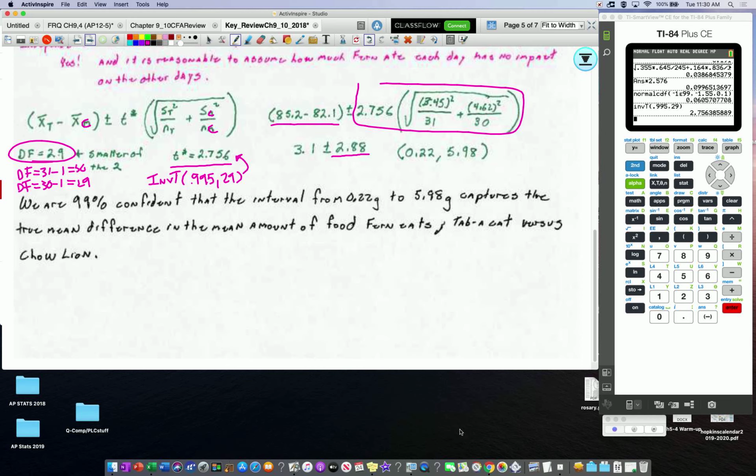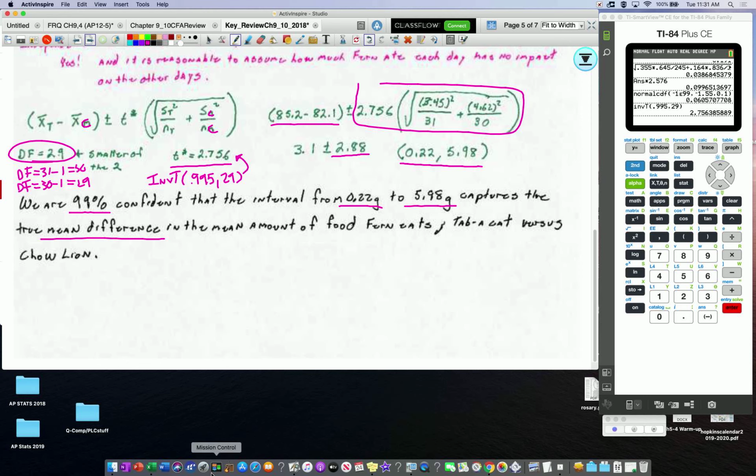So plug it in your calculator and just double check. I sometimes will do this part first and then multiply it. So if I add and subtract it, the mean difference between the two is somewhere between 0.22 and 5.98 grams. So to interpret it, we are 99% confident that the interval from 0.22 grams to 5.98 grams captures the true mean difference in the mean amount of food Fern eats, Tabacat versus Chow Lion.